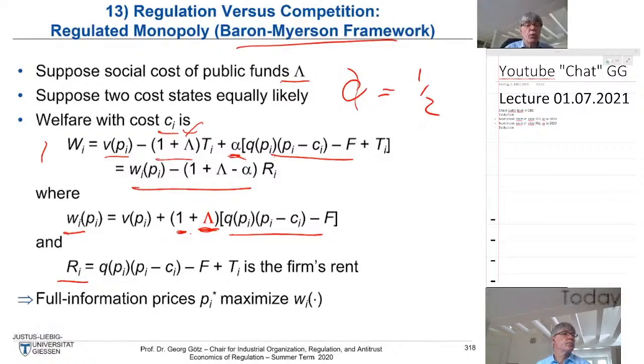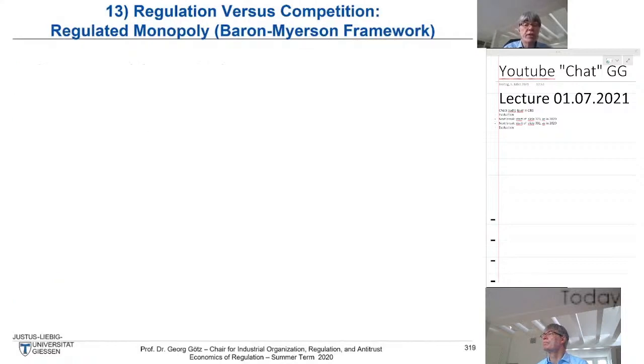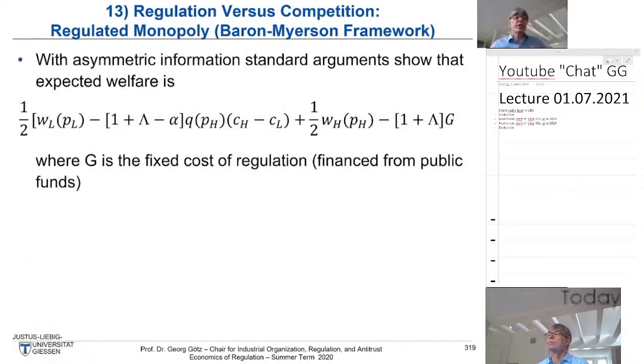What we always know is that the full information prices maximize W here, of course. That does not mean that these prices are equal to marginal cost. Remember, if we have a very high lambda, the price might even be equal to the monopoly price. But this was the discussion in chapter 8, remember, 8.1. That's nothing new, and in the next part we will abstract from lambda being positive and so on.